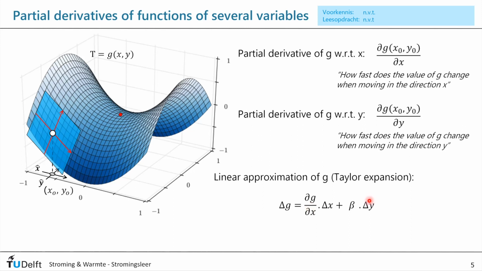Assume now we take only a step in the delta y direction, so delta x is equal to 0. Delta g is now equal to beta times delta y, and beta tells me how big is the change of delta g when I'm taking a step delta y in the y direction. Well, that is precisely the definition of the partial of g with respect to y. So if we know the value of the partial derivatives, we can build a linear approximation for our function g.